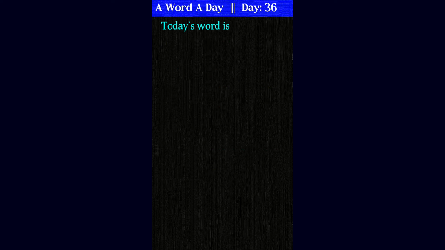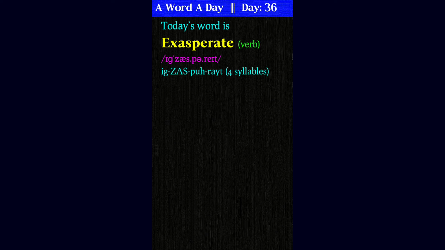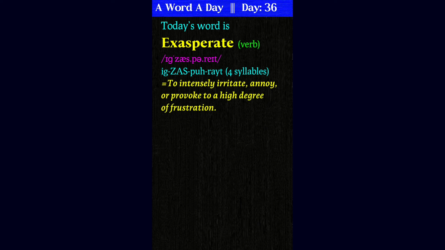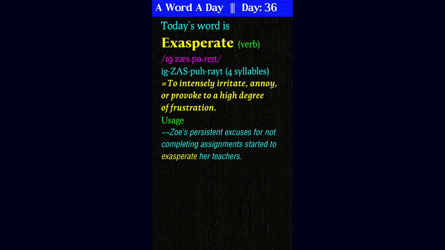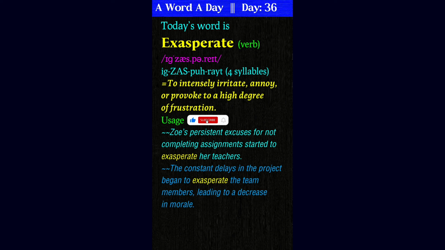Day 36. Today's word is exasperate. Exasperate. 4 syllables. Exasperate is a verb. Exasperate means to intensely irritate, annoy, or provoke to a high degree of frustration. Usage. Zoe's persistent excuses for not completing assignments started to exasperate her teachers. The constant delays in the project began to exasperate the team members, leading to a decrease in morale.